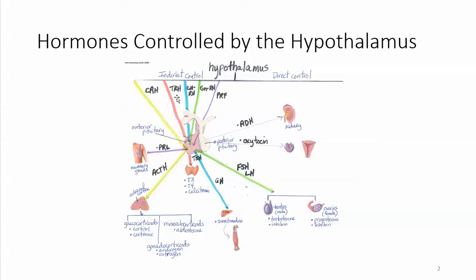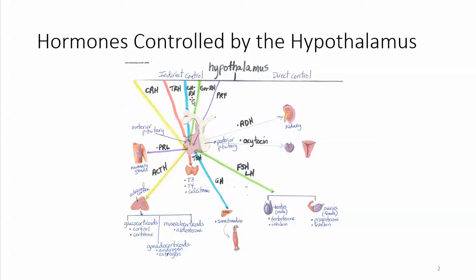Okay? Now, the next one is the thyrotropin releasing hormone, which works on the anterior pituitary and stimulates it to produce TSH. It stimulates the thyroid to produce T4, T3, and calcitonin.